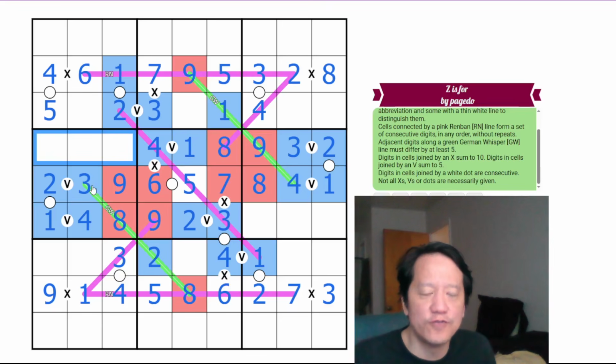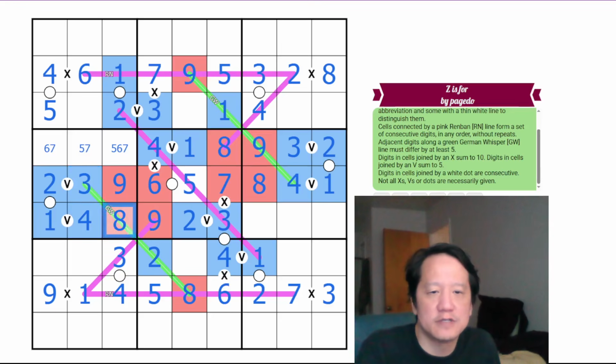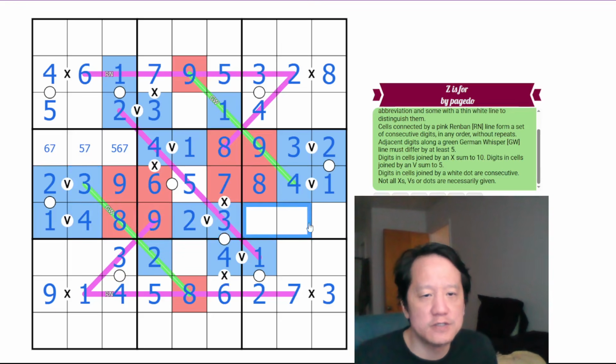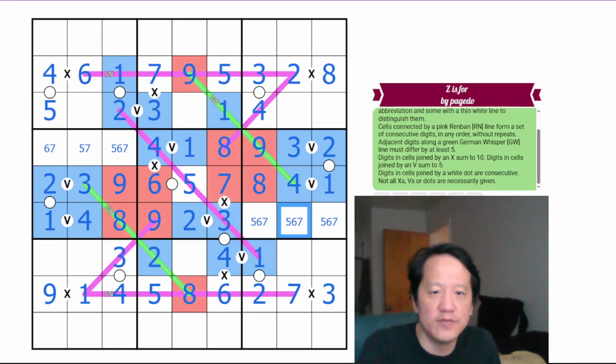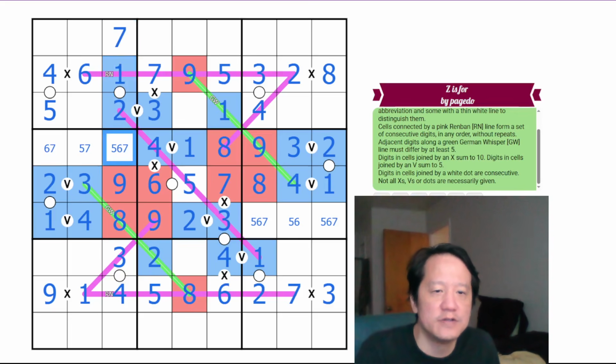Remaining digits of row 4, we have 5, 6, and 7. This can't be 5, this can't be 6. Remaining digits of row 6 are 5, 6, 7. This can't be 7 because of 7 in the column. Remaining digits of column 3 are 5, 6, and 7, but this can't be 5 or 6 because of 5 or 6 in the box, so this is 7.